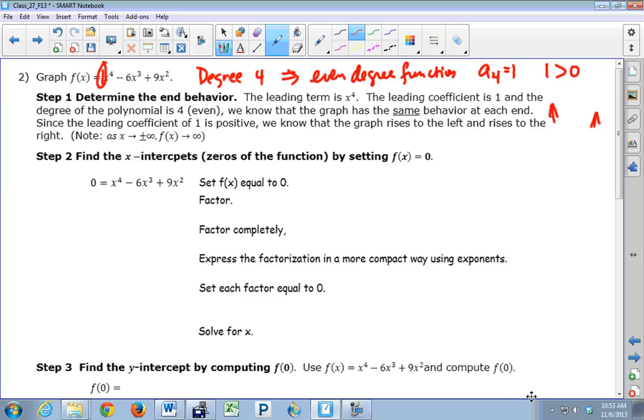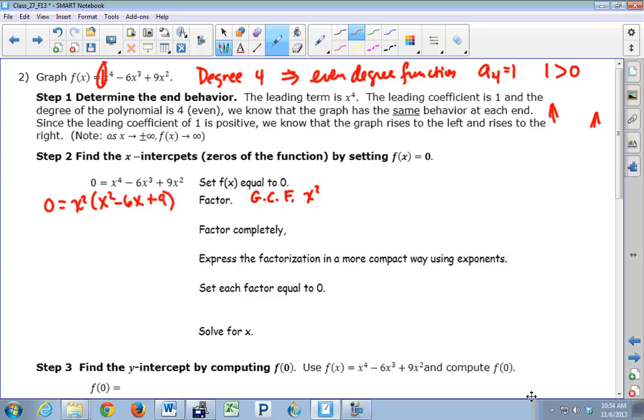You factor out x squared, your greatest common factor, right? Greatest common factor is the first step of factoring. So we have 0 equals x squared times x squared minus 6x plus 9 left. And then we ask if it's completely factored. And we know x squared can't be factored anymore.